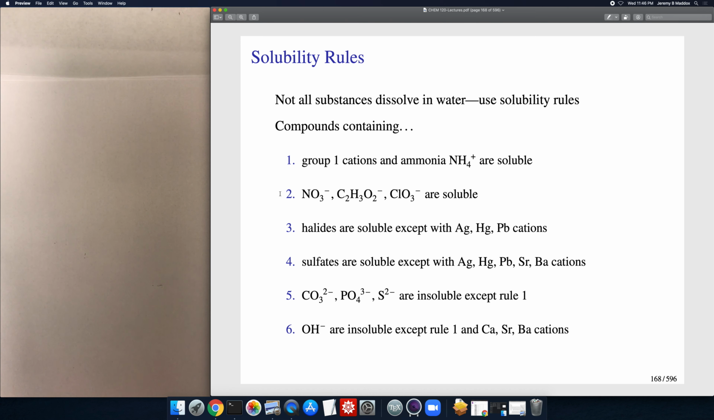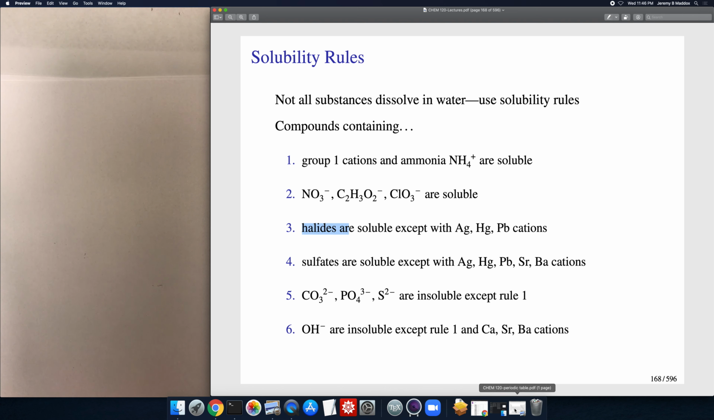Rule number 2 concerns anions that are very soluble. So nitrates, acetates, chlorates, these are all very soluble in water, regardless of what the cation is. So if you see a nitrate or if you see an acetate in the ionic compound's formula, then you are to regard that as being soluble.